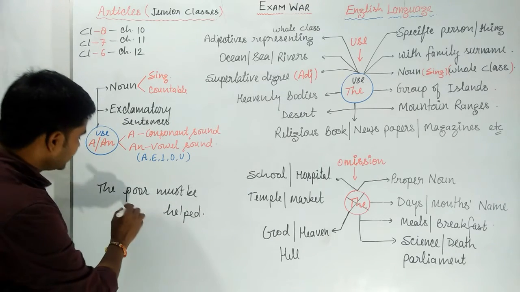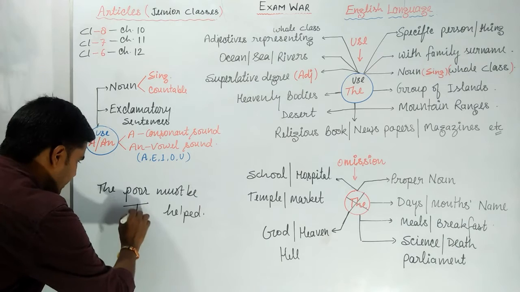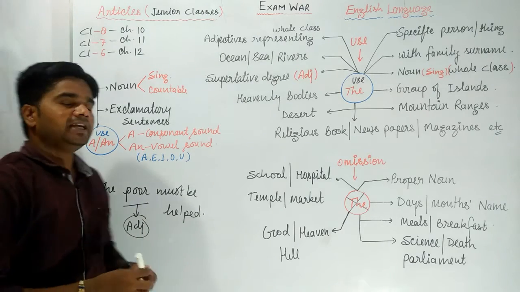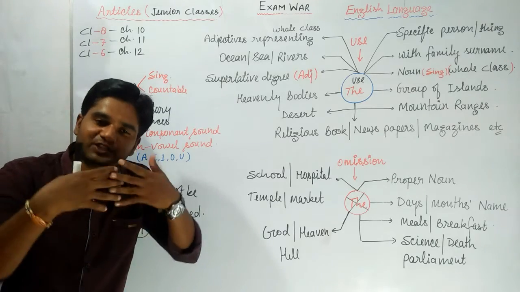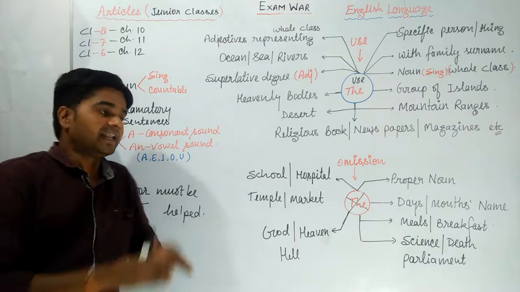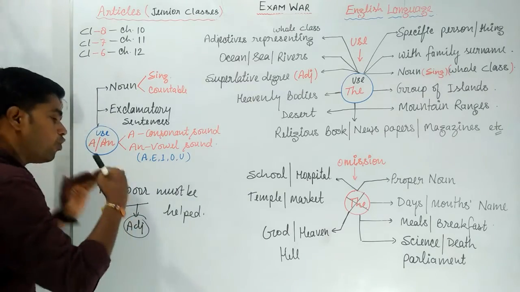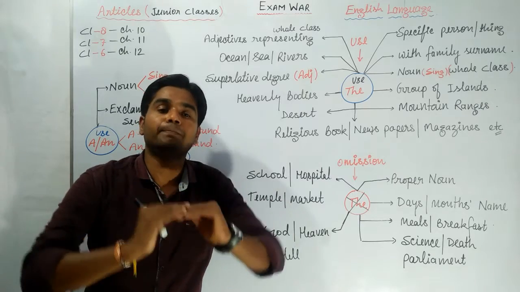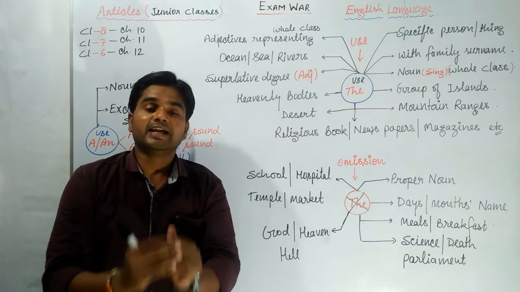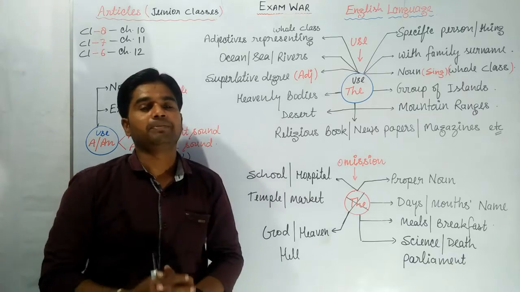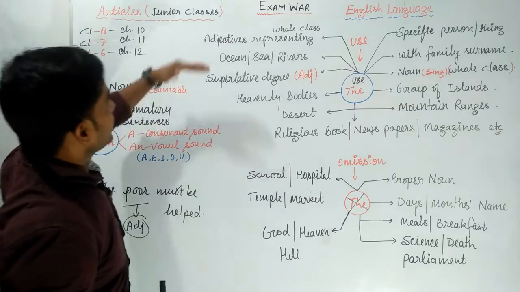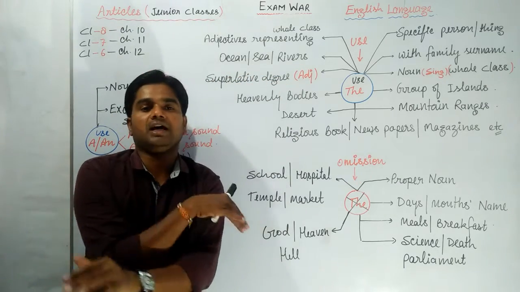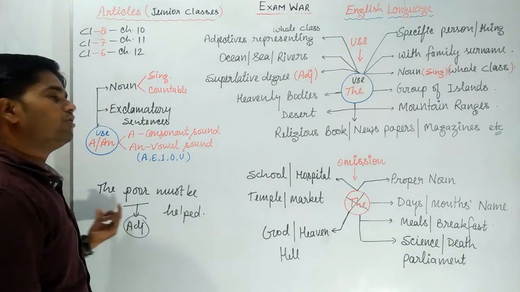It means this word poor, it is basically an adjective. But here it is basically a noun, and it is also representing the whole class. It means it represents the whole class of the poor people. It means all the poor people. That's why whenever any adjective represents its whole class, then we use article the before it.